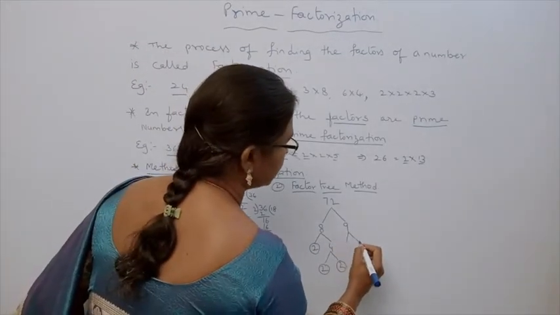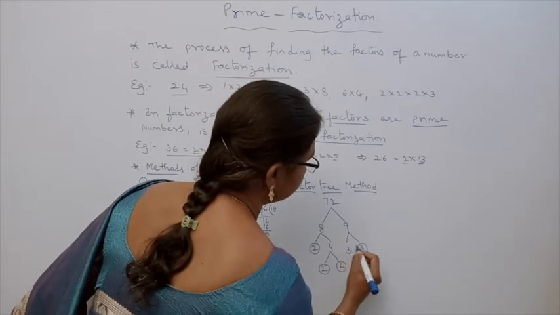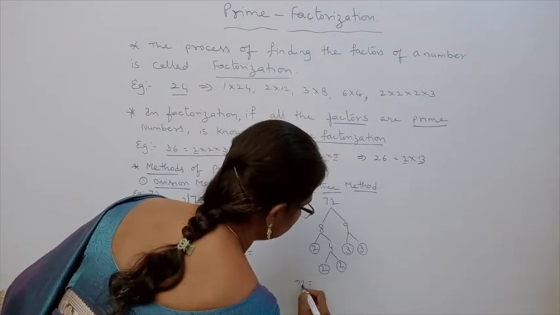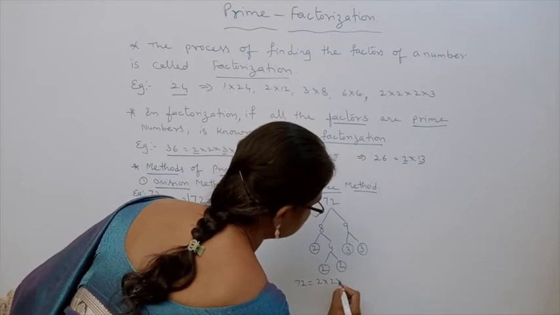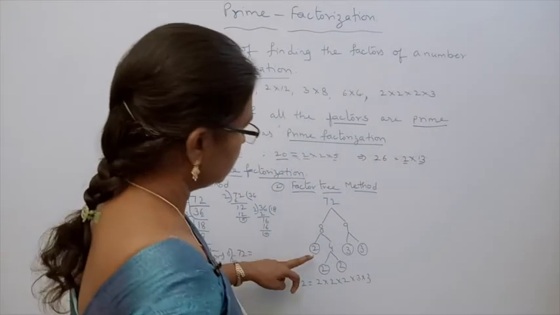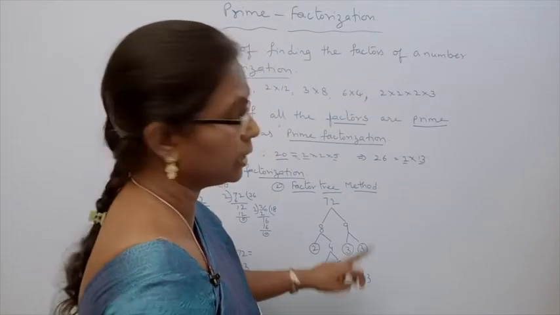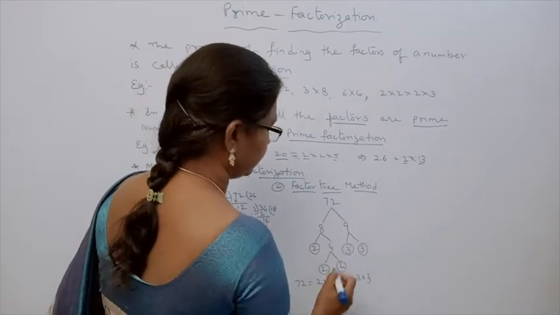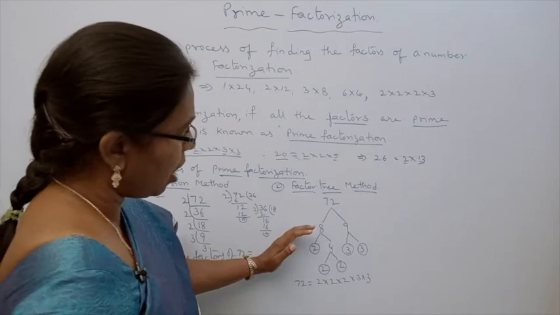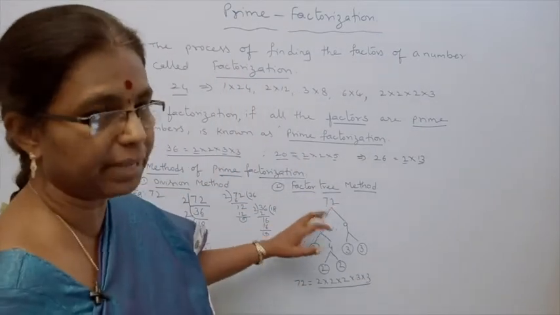Now 9. 9 is not a prime number. Then how to write? 3 threes are 9. Now 3 is a prime number. Now what are the prime numbers you got? 72 is equal to 2 into 2 into 2 into 3 into 3. What are the prime factors of 72? 2 into 2 into 2 into 3 into 3. Here all are prime numbers only. 2 and 3 are prime numbers. Then this is a prime factorization.